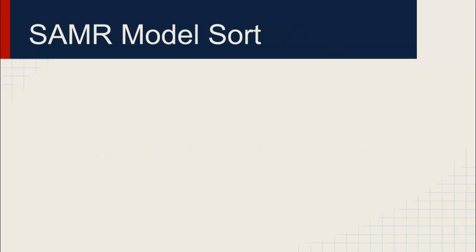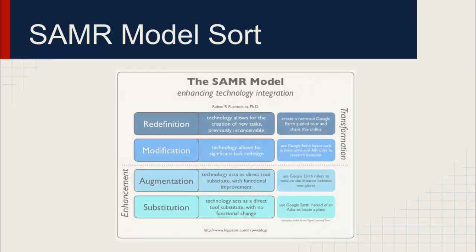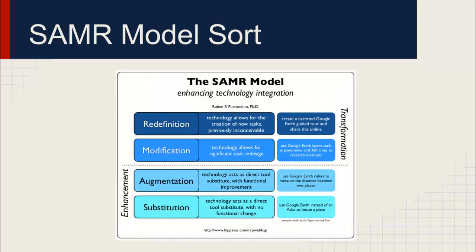We did a SAMR model sort, and basically we looked at the SAMR model that talks about how we can effectively integrate technology into instruction. So SAMR, each letter stands for something different. The S is for substitution, when technology is acting as a direct substitute for what you could do without technology. A is for augmentation, where you're using technology and it functionally makes things easier or more efficient.